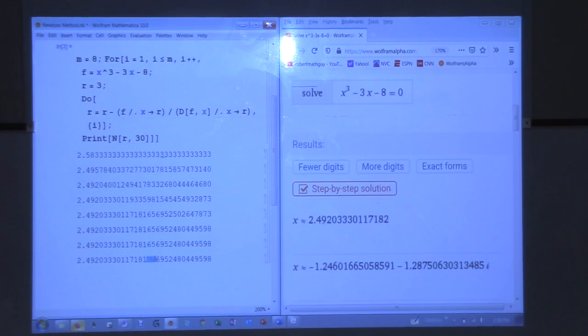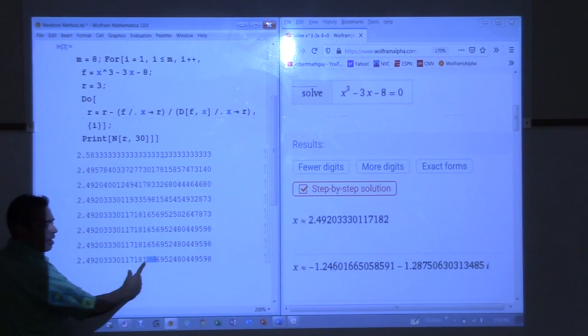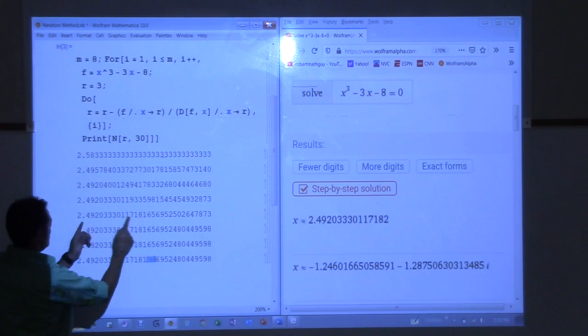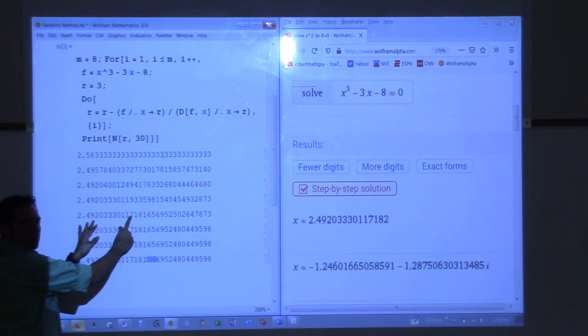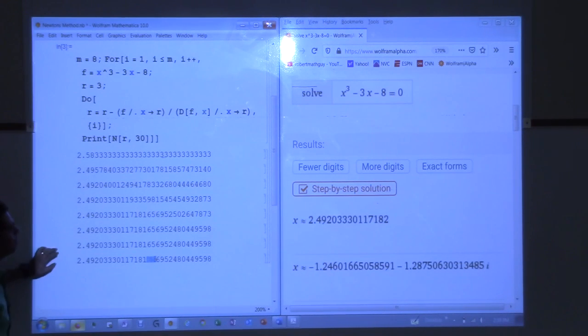Wolfram Alpha is stopping here and rounding that to a 2. Sorry, I didn't see that. Right, so we basically matched up with Wolfram Alpha after right here. See that? It's pretty cool, right? It's pretty cool.